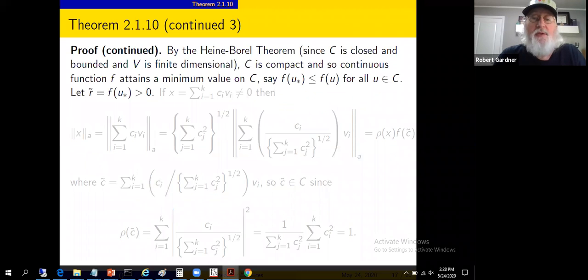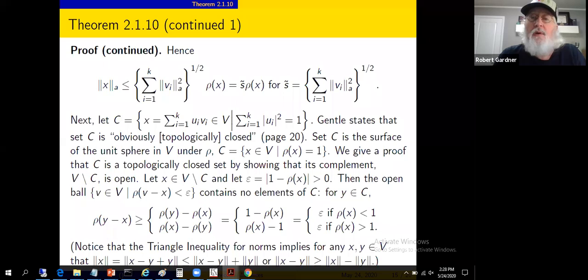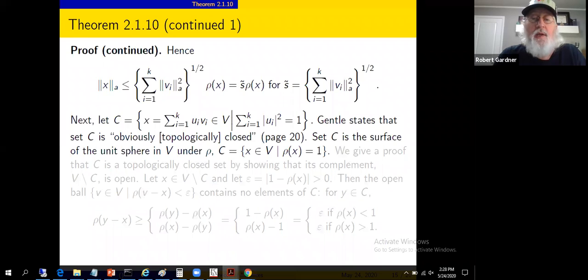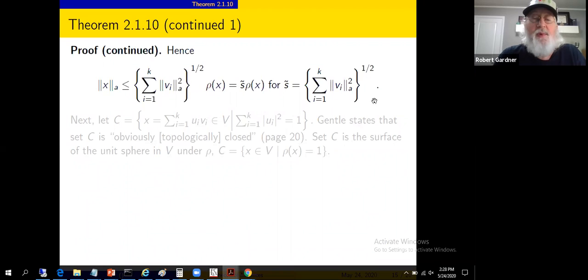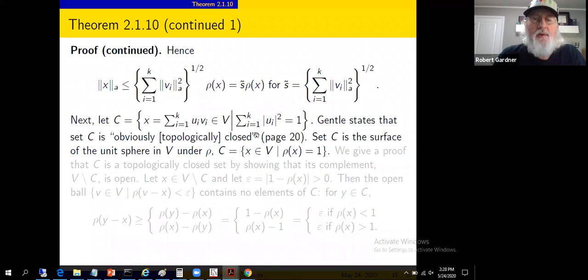So let me back up a few pages. Okay, here's where we left off. We got the S tilde, we're good to go on that part. A norm of x is less than or equal to S tilde times the other norm of x. So shifting gears a little bit, finding the R tilde is way harder. Let C be all x, linear combinations of the v sub i's, where the sum from i equals 1 to k of those coefficients, those u sub i's squared, absolute value, equals 1.